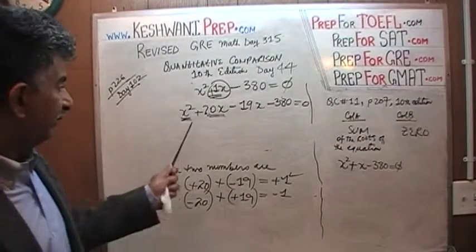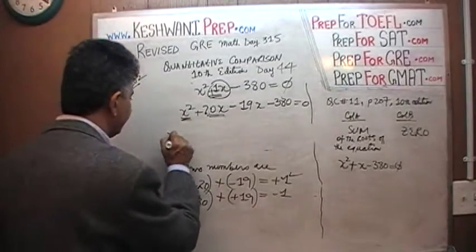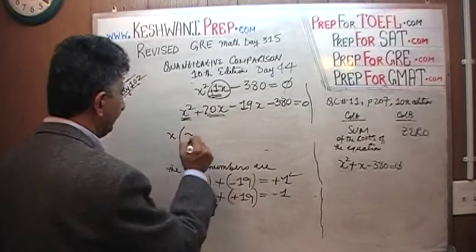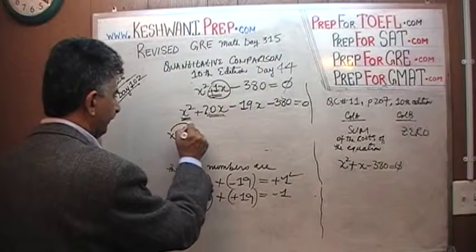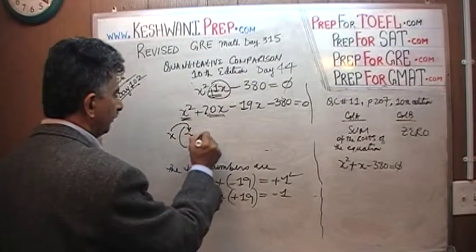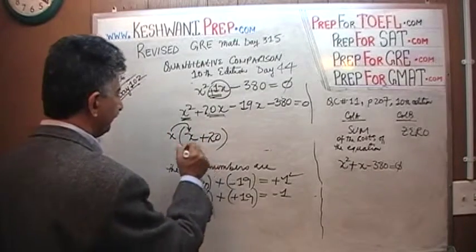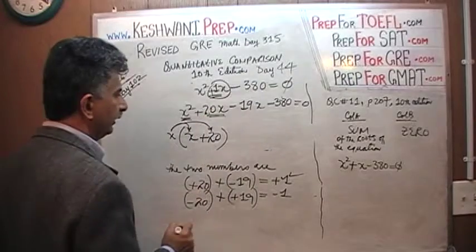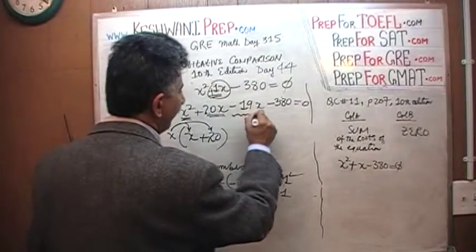The common factor between x squared and 20x is just x. If we take out x common, we are left with x from the first term, because x times x gives us our x squared. From the second term, we are left with 20, because 20 times x is going to give us 20x. What is the common factor in these two terms?